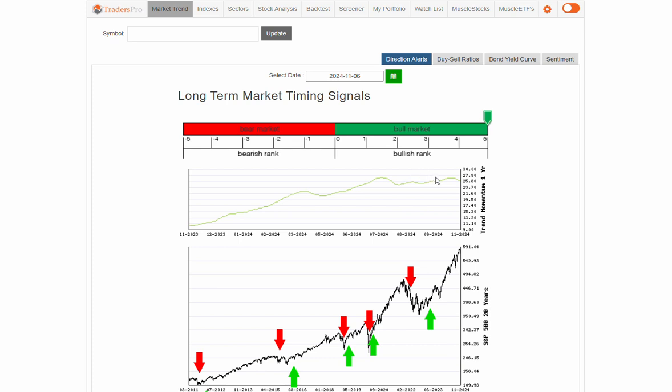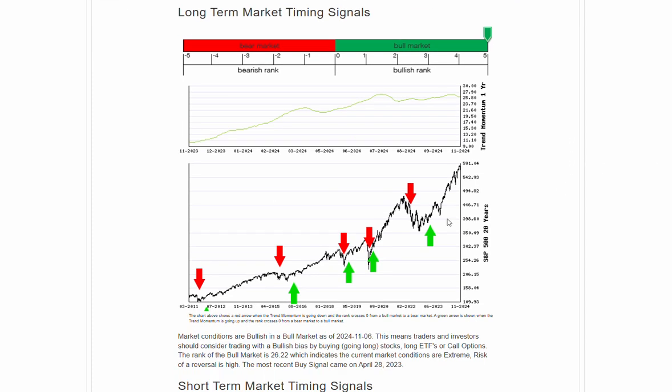Let's get underway. We've had a massive rally yesterday, and we have FOMC coming up here in about an hour or so, and that could add some additional volatility to the market. Let's look at this long-term picture. Market conditions are still bullish, or I should say, have moved to bullish.